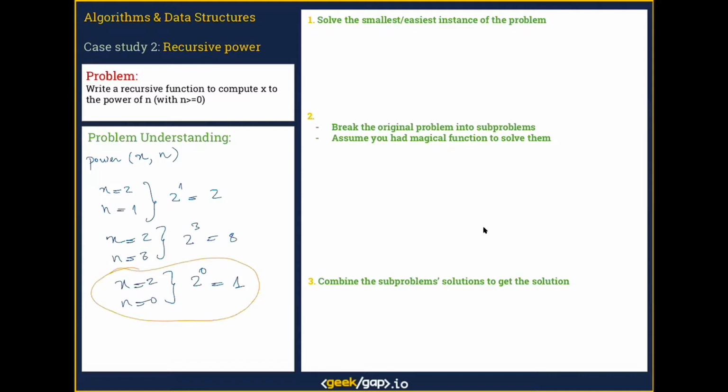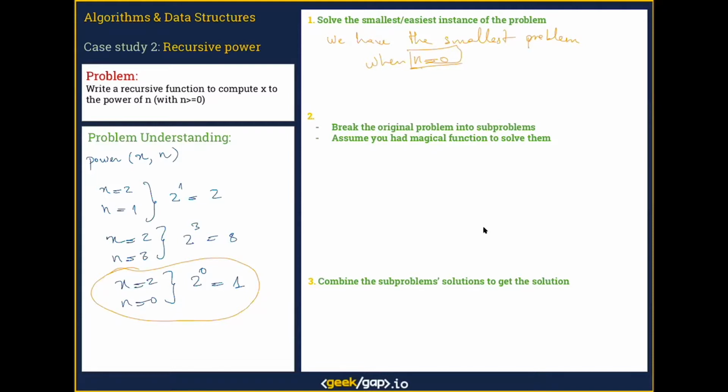So if we have the smallest problem, when n equals 0, we actually have nothing to do, because all we have to do is just return 1, because by convention, anything to the power of 0 is 1. So that's it. We have our base case.